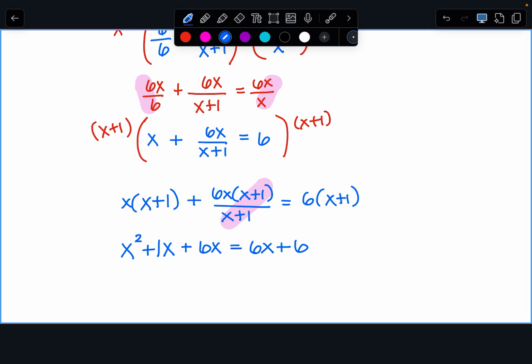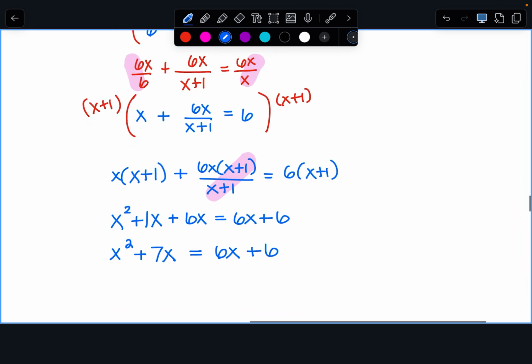At this point, we're going to combine like terms and try to get everything on one side. X squared plus 7x equals 6x plus 6. Subtract 6x and subtract 6.